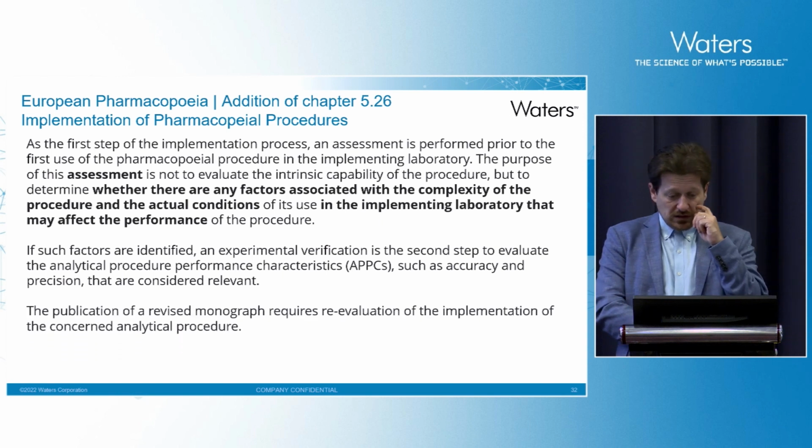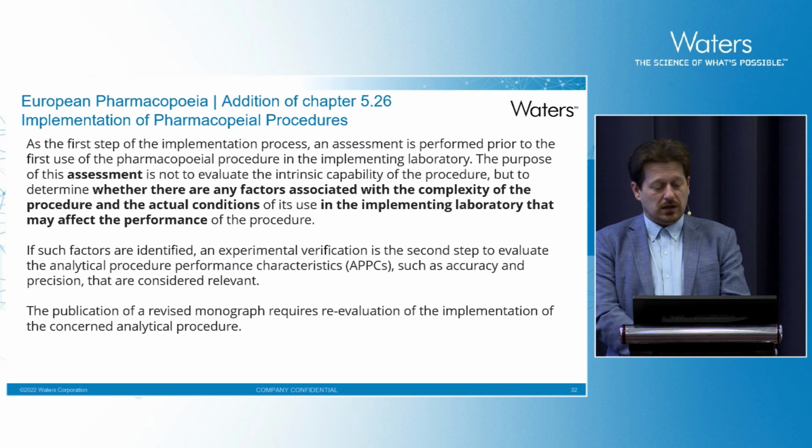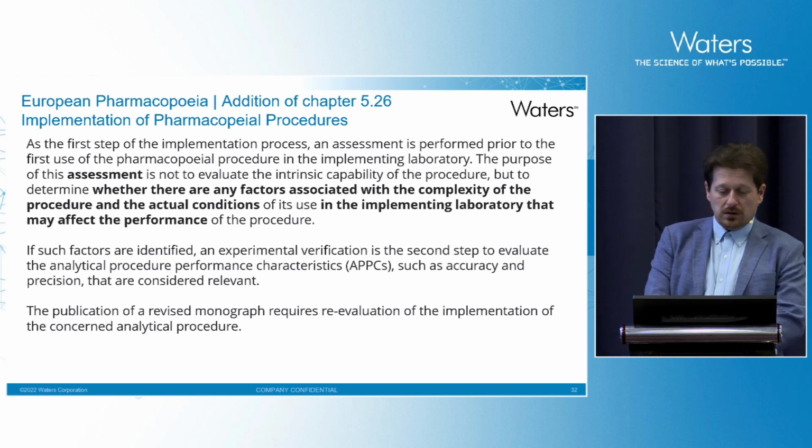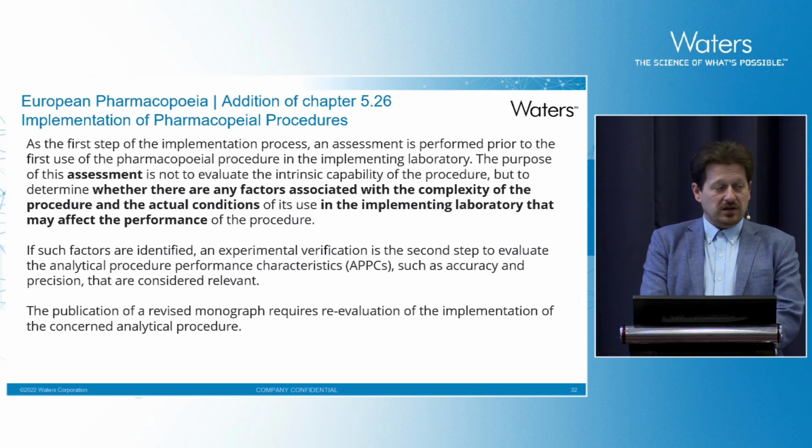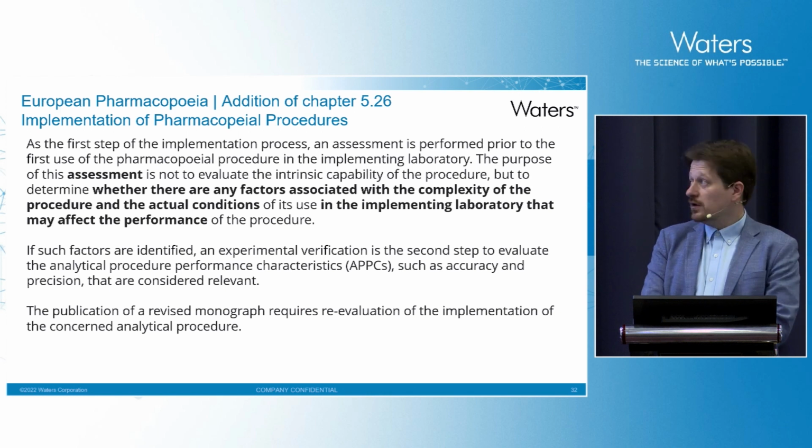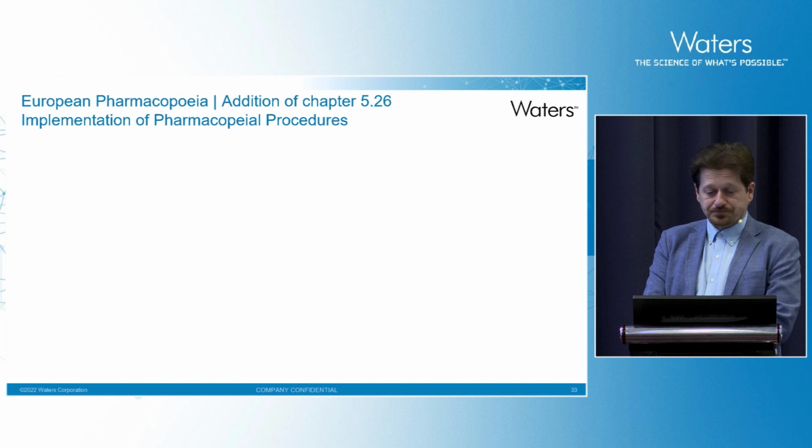They also say that if a monograph is under a revision of the European Pharmacopoeia, please make the assessment again, which is logical because maybe there was a change in the sample preparation and then you need to look: do I have a vortexer machine or centrifuge there, how does this instrument perform?